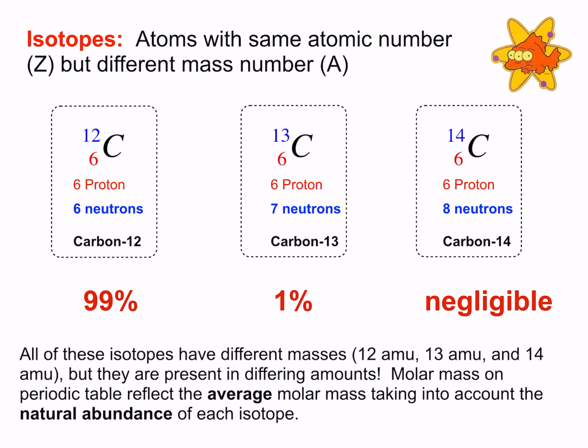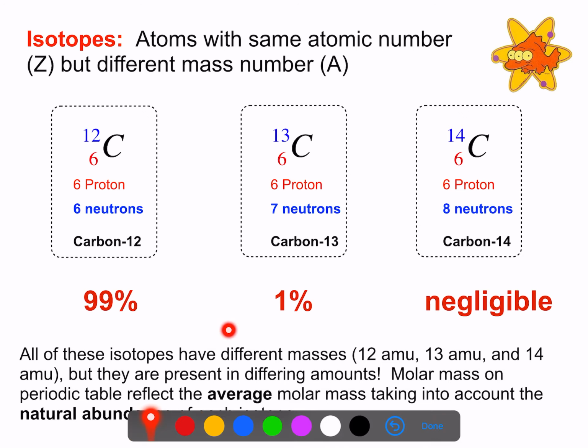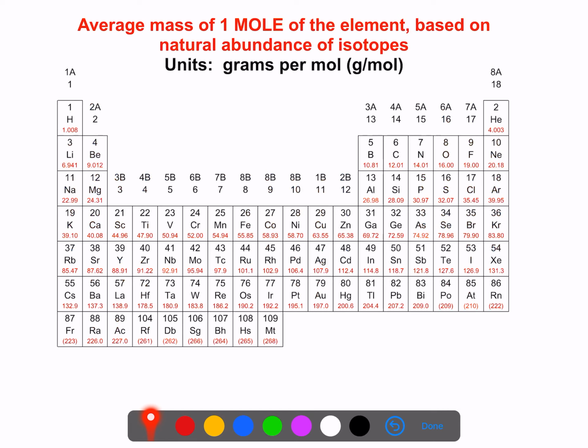And so when we think about this, the mass that's on the periodic table is really a weighted average of these three, taking into account their natural abundance and their mass. So if you look at the periodic table, and in this case, all of the masses in red shown on the periodic table, each of these represent the mass of 1 mole of the element as it exists naturally, taking into account the fact that there are multiple isotopes of many of these elements present.